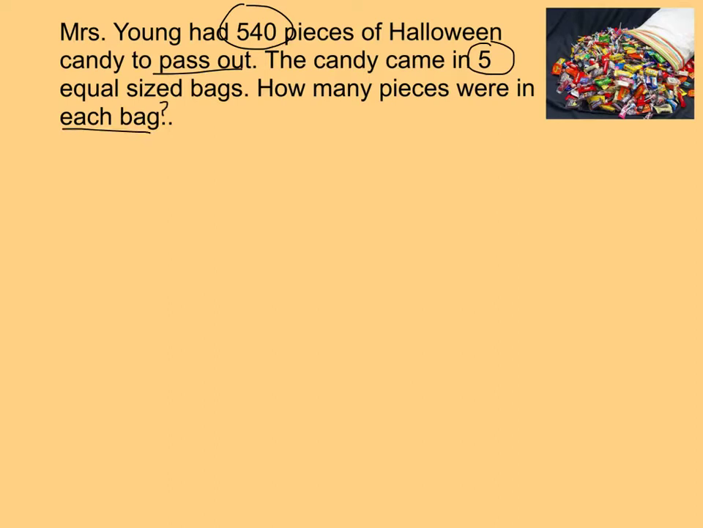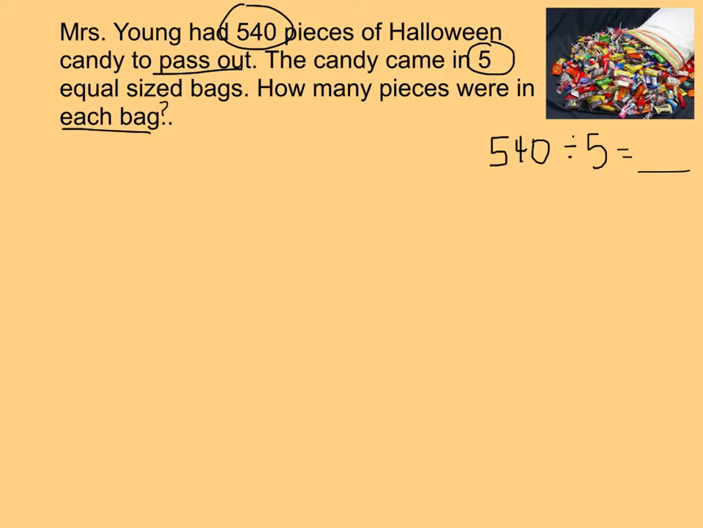So that means I'm going to have my equation be first of all, my dividend is 540 pieces. I'm dividing it between 5 equal groups. That's my divisor. And then we're going to find out how much was in each bag. That's going to be the quotient.